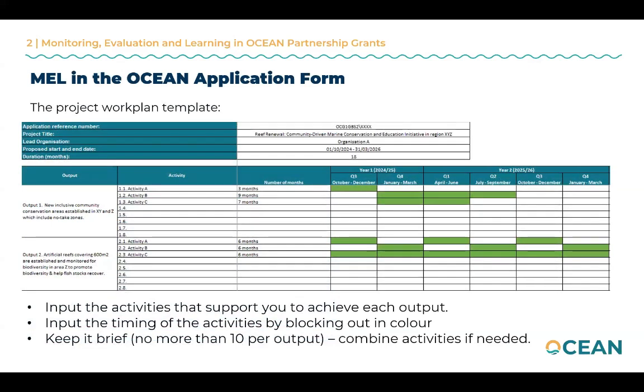And then there's the project work plan. So again, a template is available for this and there are instructions available. But briefly, all you will have to do is input the different activities that you're planning under each of your outputs. Input the timing of those activities by blocking out in color the time periods you expect to do them. And the best practice here is not to include too many activities under each output. So we wouldn't expect more than 10 here. And if you feel like you have a lot more than 10, it would be best to combine those into perhaps work packages or whatever works for you. But that would be a better level of detail for the expert committee's assessment.